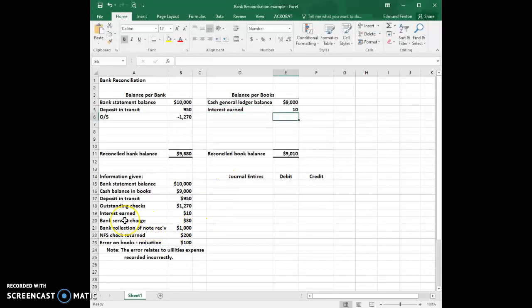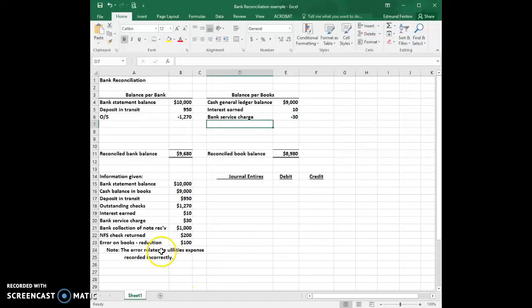The next one, a bank service charge. So they might charge us a monthly fee just to have the bank account there. I probably should start abbreviating some of these too to save time. But this was $30, and it's a negative. The bank took this away from our bank account balance.